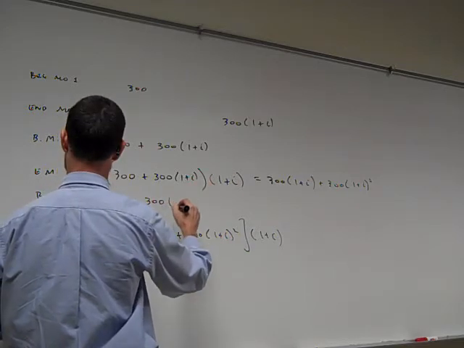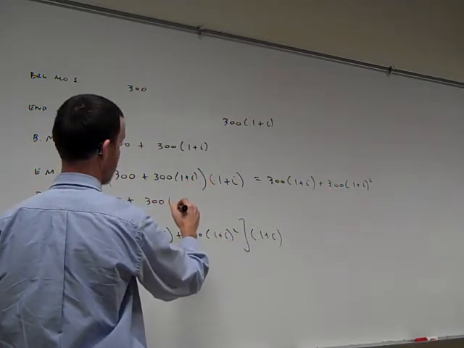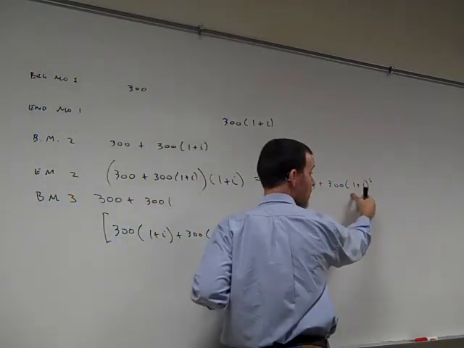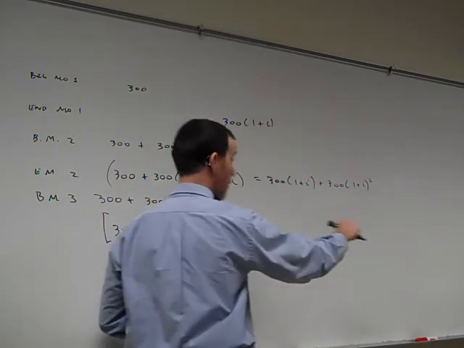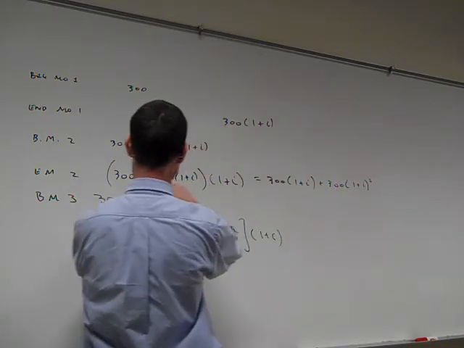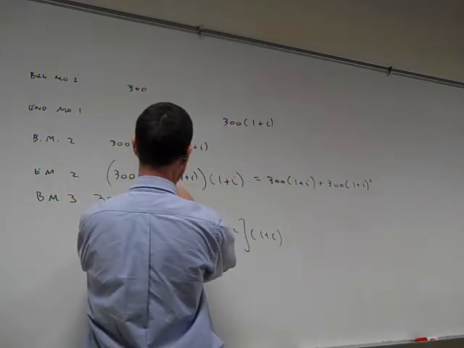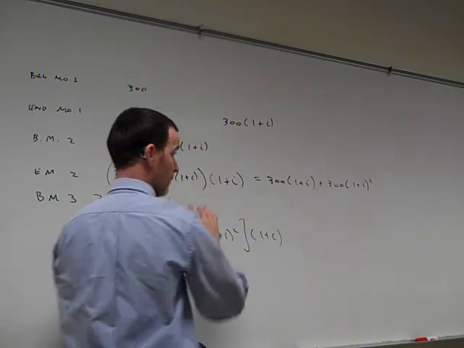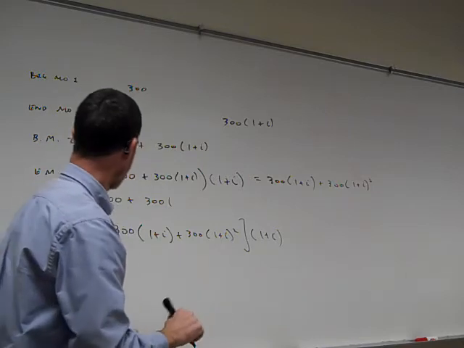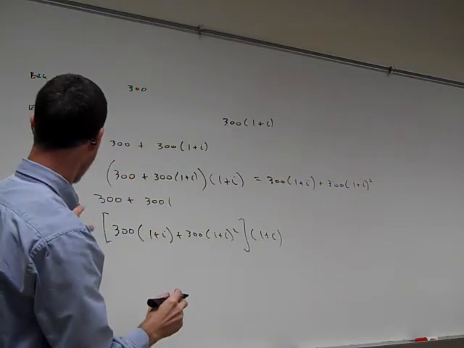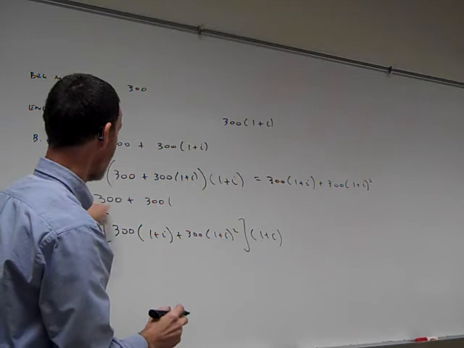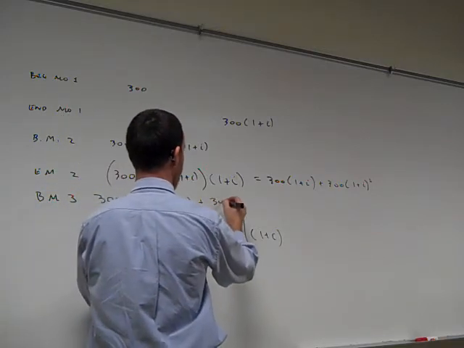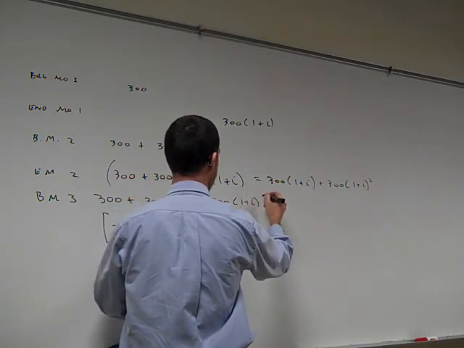End of month 2, 300 squared, wouldn't that be like 90,000? No, the 300 is not squared, just the interest is part of the square. We've got 1 plus I times 300, and 300 times 1 plus I times 1 plus I. The 300 is not squared. Okay, so at the beginning of month 3, we have what we had at the end of the month plus the 300. So we have 300 times 1 plus I plus 300 times 1 plus I squared.